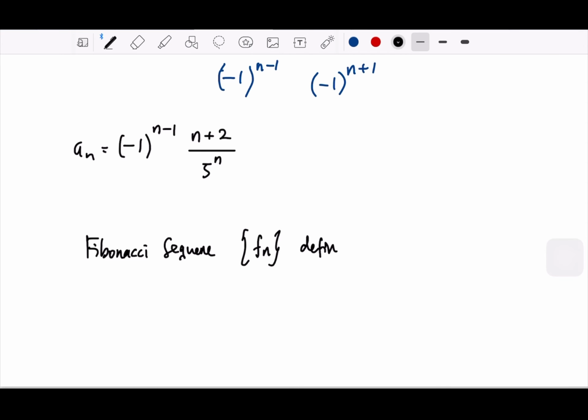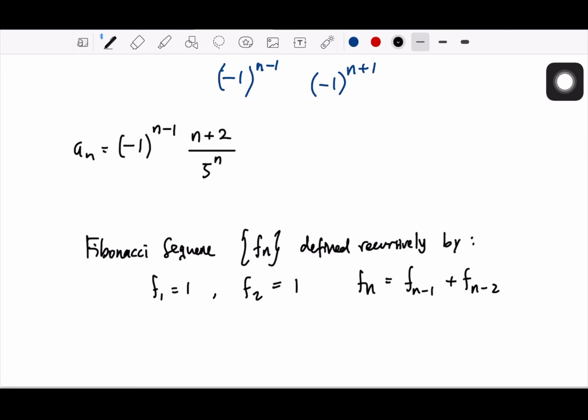So it's defined recursively by conditions, that is, we need to state the first two terms, and then the formulation will start with some summation of the previous two terms, right? And n should start from 3. So it will start from 1, 1, 2, 3, 5, 8, 13, and so on.